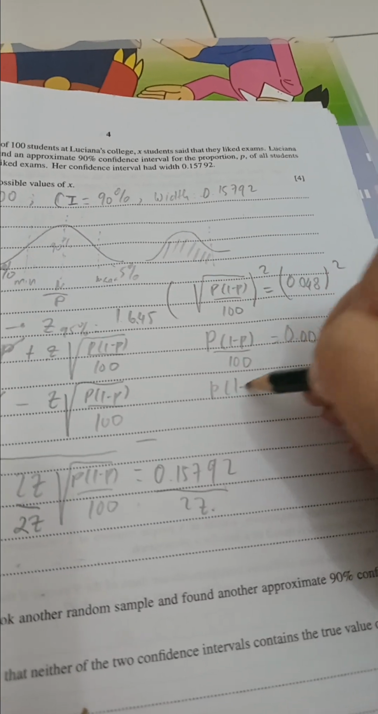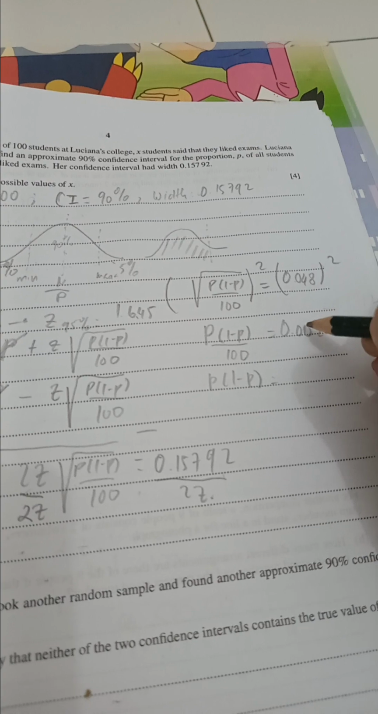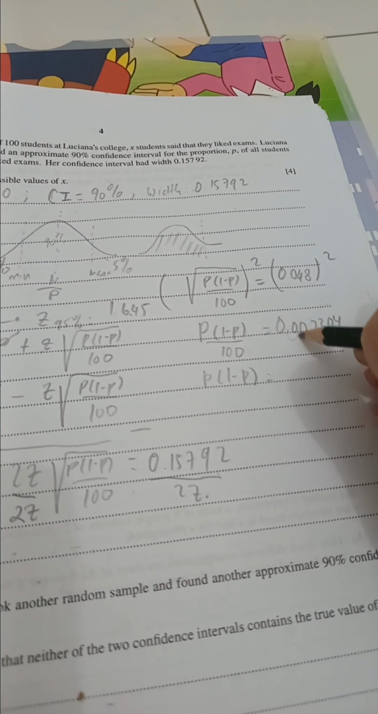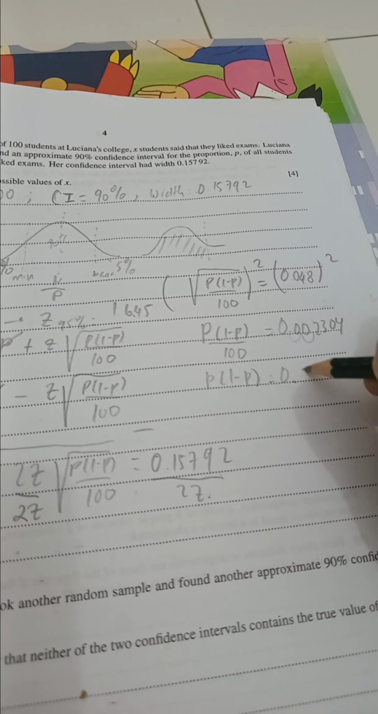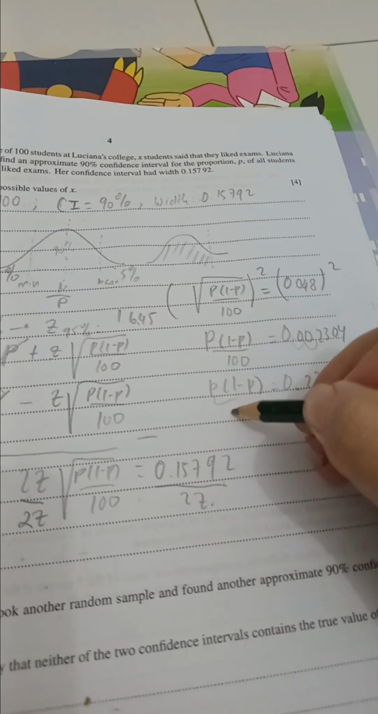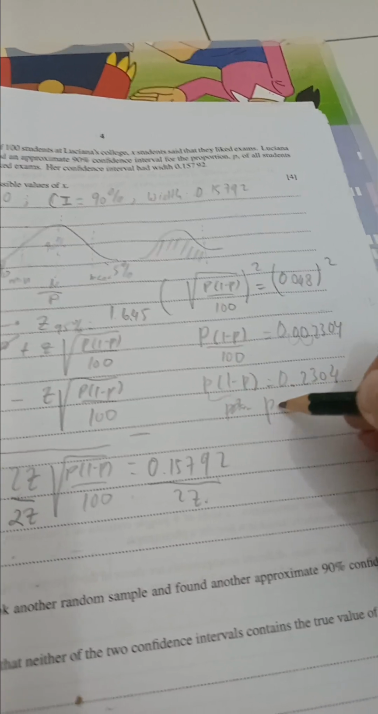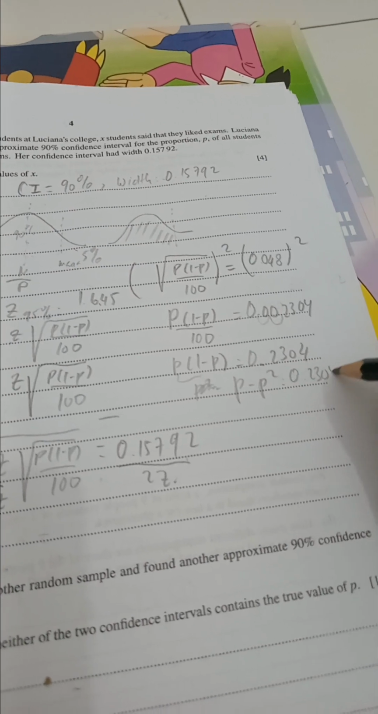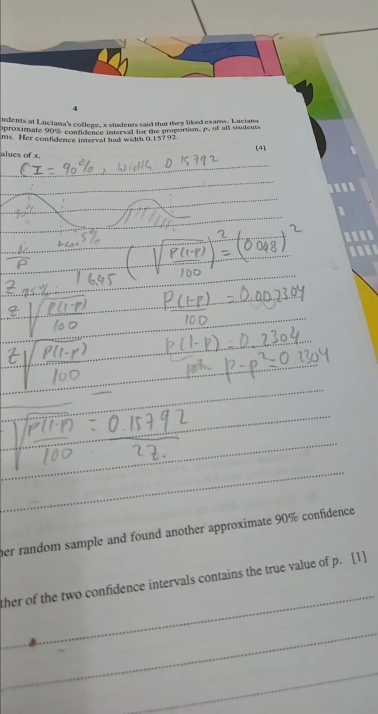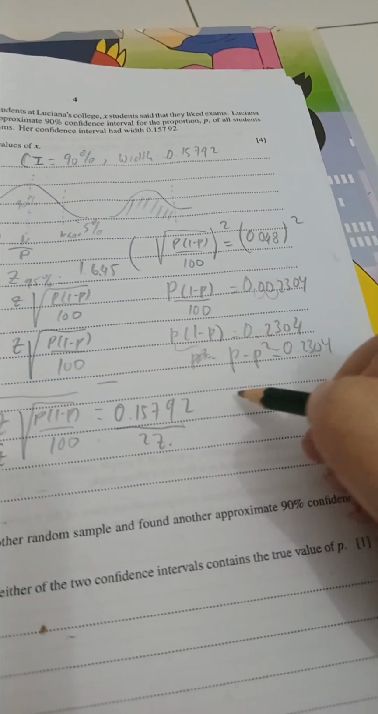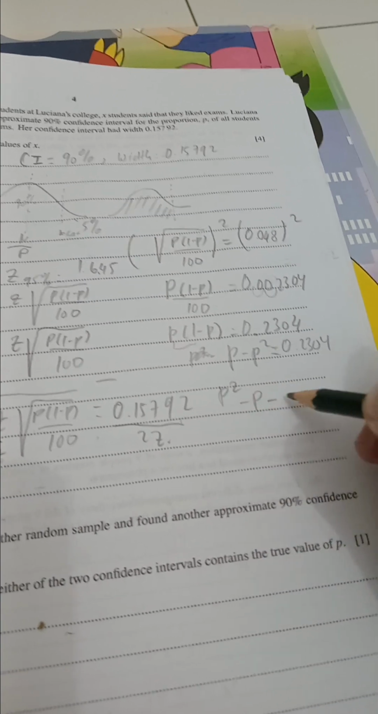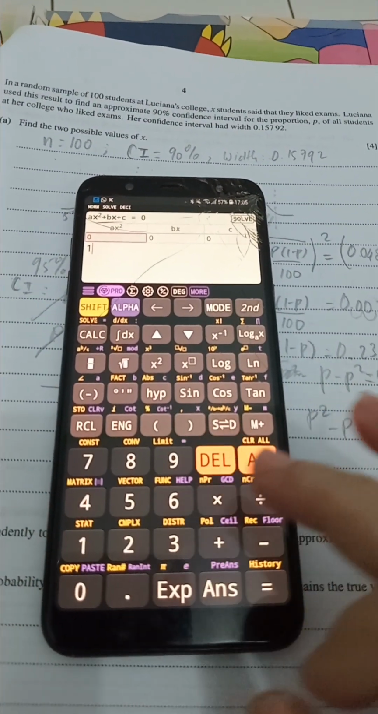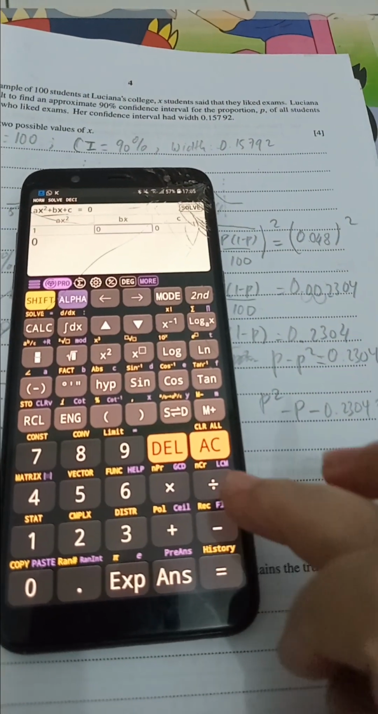0.00234, and then p times (1 minus p) equals, times both sides by 100. So we just move the dot twice, so we'll be having 0.2304. We expand this function, p minus p square equals 0.2304, and then we combine everything together to have a quadratic function. We'll be having p square minus p plus 0.2304 equals 0, and we take our calculator.